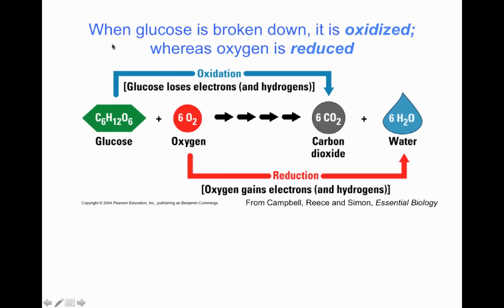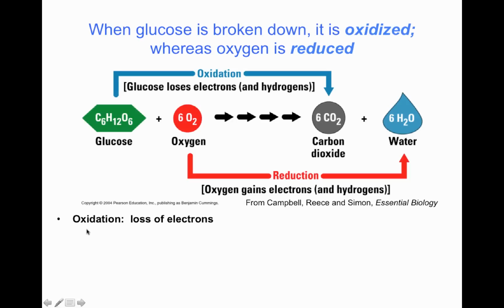When glucose is broken down, the molecule is being oxidized because it is going to donate electrons, and the electrons are donated together with hydrogens. On the other hand, the oxygen molecule is going to be reduced because that molecule is going to gain the electrons, of course, and also its hydrogens to generate water.